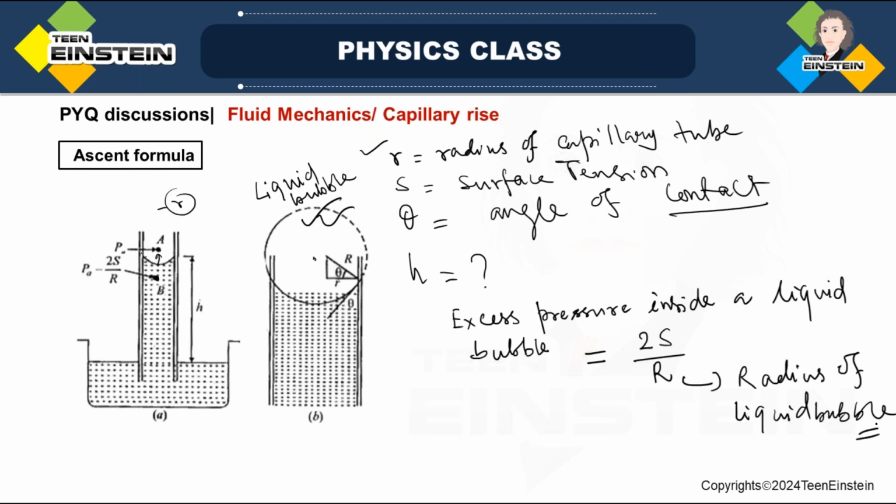Okay, radius of liquid bubble. If I know the radius of the liquid bubble, then we know the excess pressure inside the bubble. That is 2S by R, where S is the surface tension. In case of a soap bubble, it will be 4S by R.